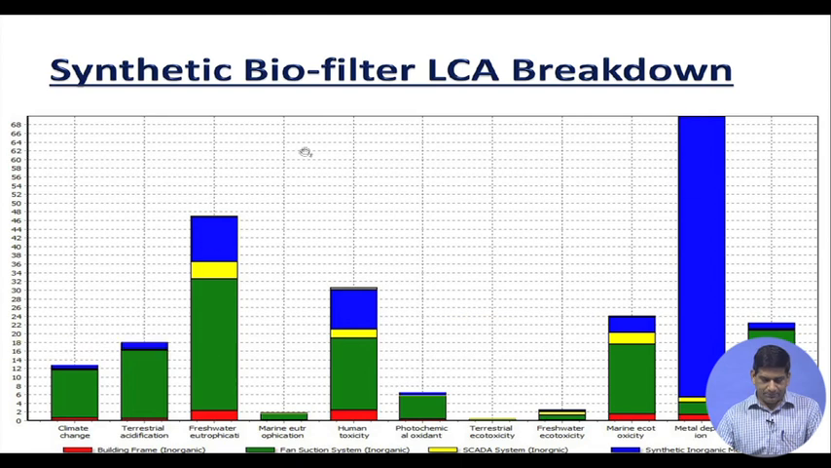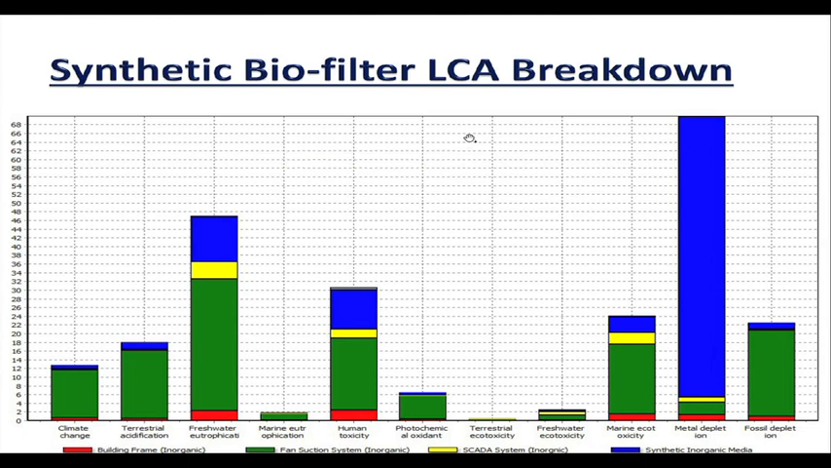So, if you look at the synthetic biofilter LCA bag, if you look at the breakdown of that, where the major impact is coming from: building frame is the red one, fan suction system is the green one, SCADA system is the yellow one, and then blue is the synthetic inorganic media. So, in terms of the metal depletion, synthetic inorganic media is leading the pack, and also some in the freshwater ecosystem eutrophication and human toxicity, possibly because of the metals. Then the fan suction system, because of the electricity usage, the green one is the other big component showing in terms of its impact.